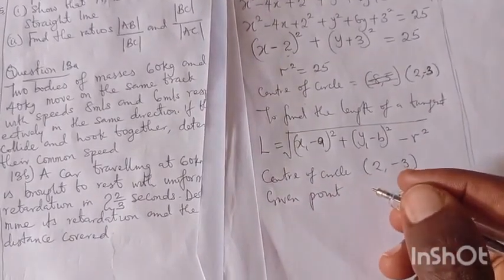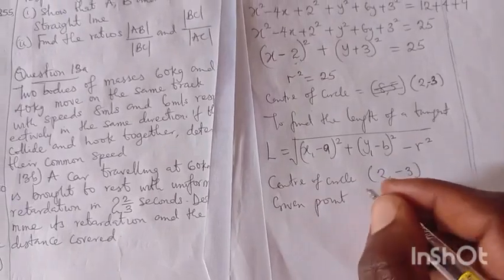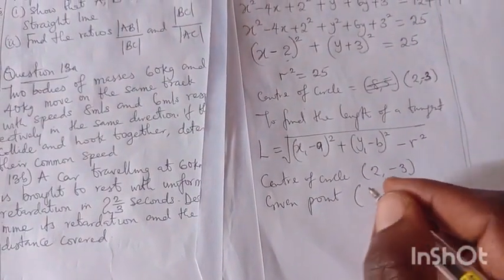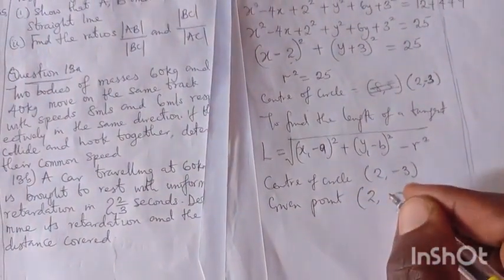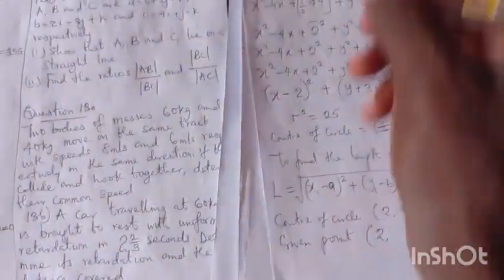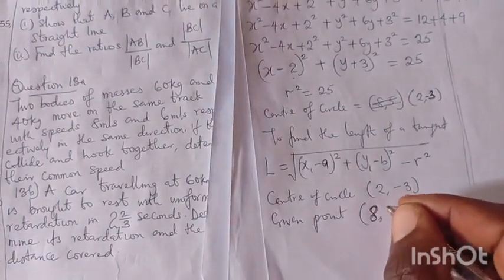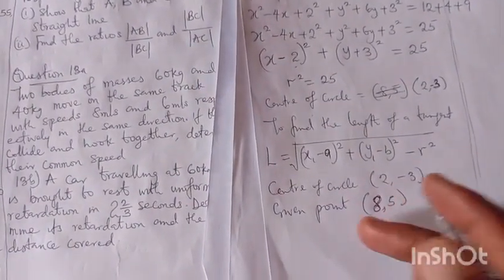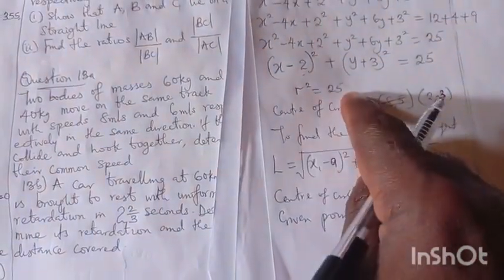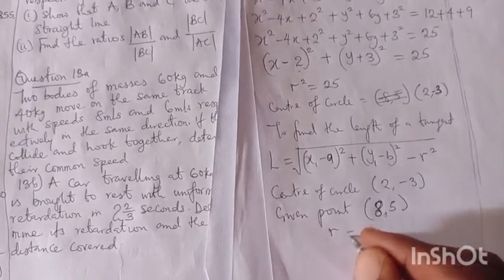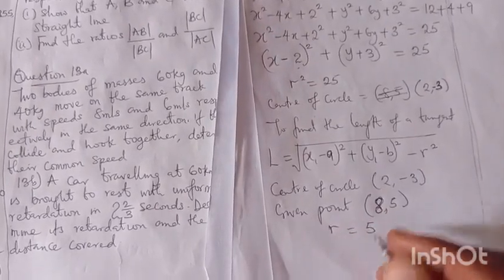In case you have any question, just put it in your comment box. I'll reply to you very well. I don't want the video to be too long. That's the reason why. So our given point in the question is 8, 5. So with this now, let's replace. If our radius square is 25, definitely our radius is 5. Do you agree? Plus or minus 5.